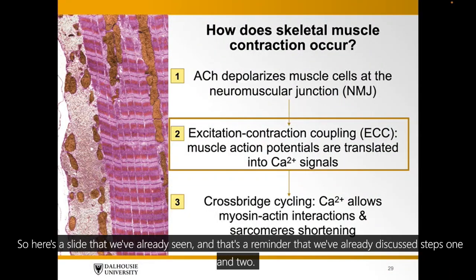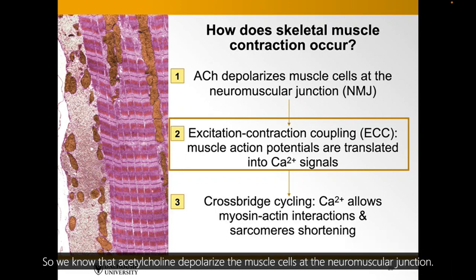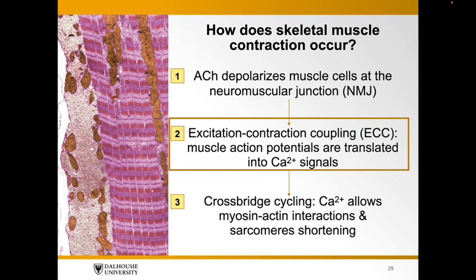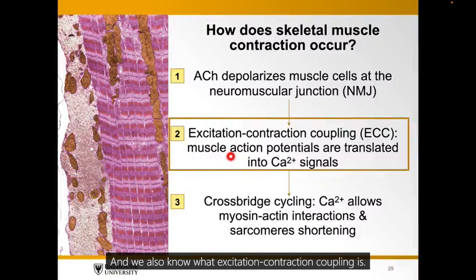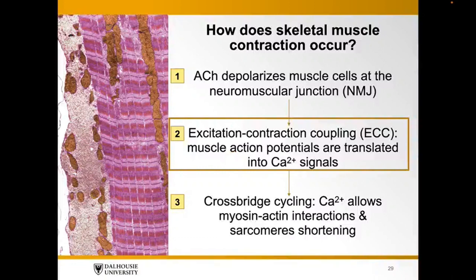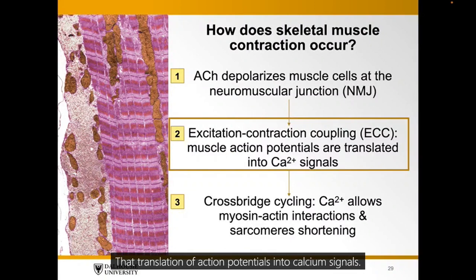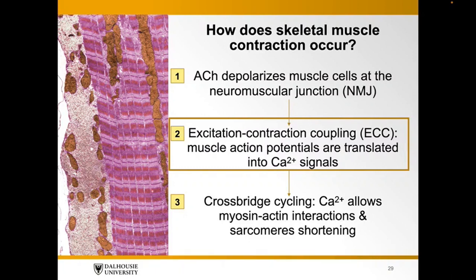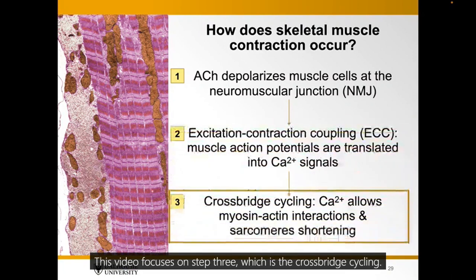So here's a slide that we've already seen, and that's a reminder that we've already discussed steps 1 and 2. So we know that acetylcholine depolarizes the muscle cells at the neuromuscular junction. And we also know what excitation-contraction coupling is, that translation of action potentials into calcium signals. This video focuses on step 3, which is the cross-bridge cycling.